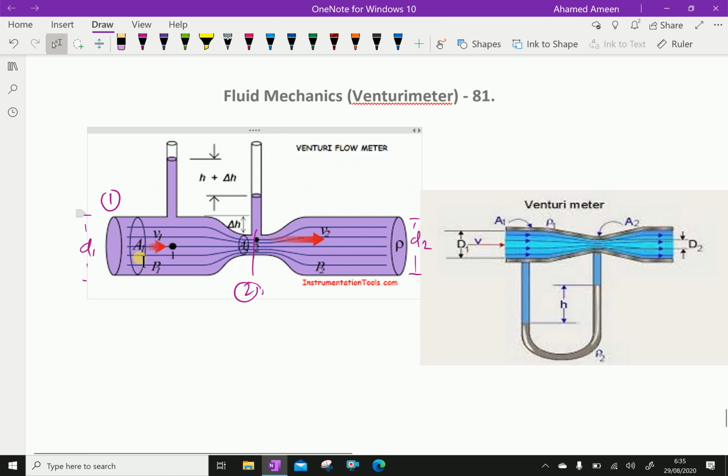In fluid mechanics, let us discuss the Venturimeter. Look at this figure. Here, this is the Venturimeter. Now, we are considering the inlet section 1 and the throat section 2.